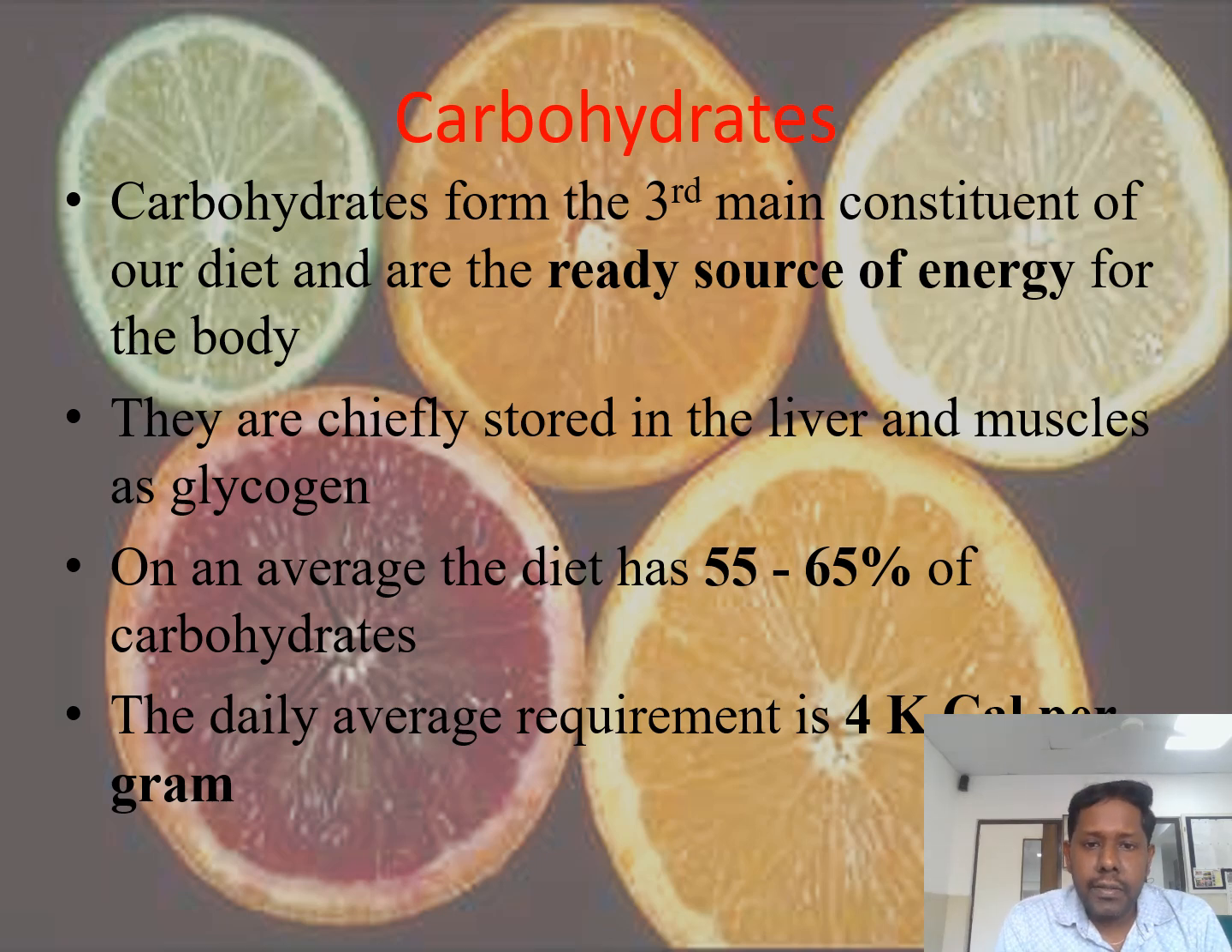Carbohydrates are the third major constituent of our diet and are called the ready source of energy. Some of them are a concentrated source of energy, which we will deal with later. Carbohydrates also contain carbon, hydrogen and oxygen. They are chiefly stored in the liver and in the muscles in the form of glycogen. On average, the diet has 55 to 65% carbohydrate. The daily average requirement is 4 kcal per gram.